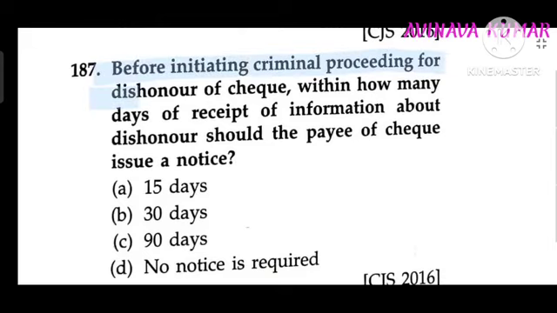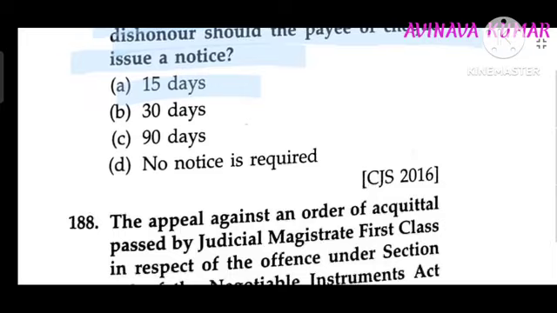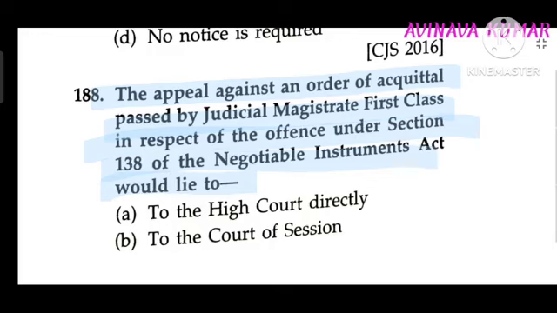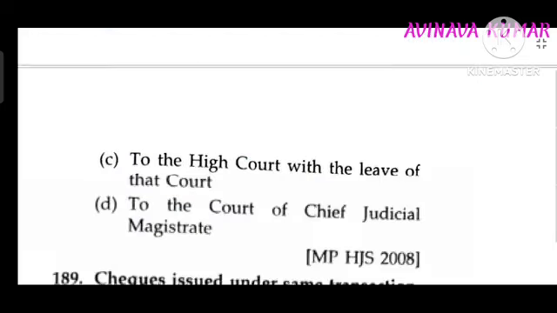Before initiating criminal proceeding for dishonor of check, within how many days of receipt of information of dishonor should a notice be issued to the drawer of the check? 15 days. Appeal against the order of acquittal passed by JMFC in respect of offence under section 138 of NIA would lie in Court of Session.